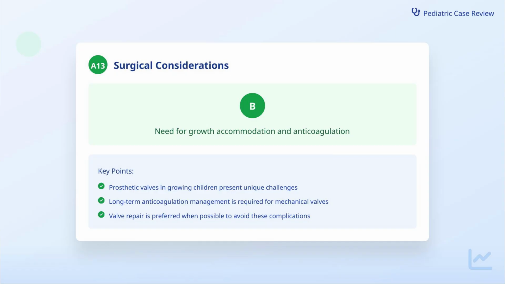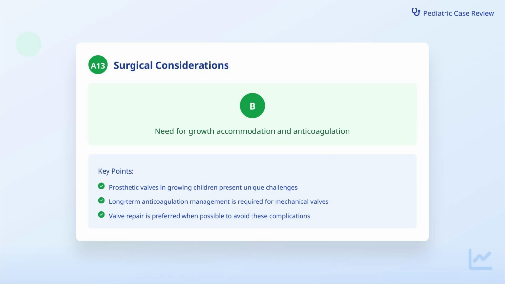The correct answer is B, need for growth accommodation and anticoagulation. When considering mitral valve replacement in a 5-year-old child, the need for growth accommodation and anticoagulation is the most important factor. Prosthetic valves do not grow with the child, necessitating future reoperations as the child outgrows the implanted valve. Additionally, mechanical valves require lifelong anticoagulation to prevent thrombosis, which presents significant challenges in young children, including compliance issues, monitoring difficulties, and increased risk of bleeding.